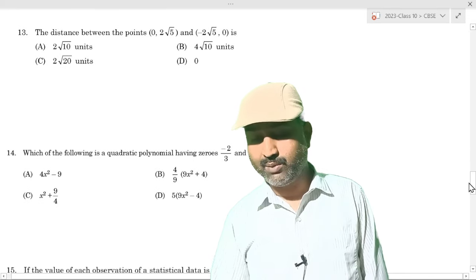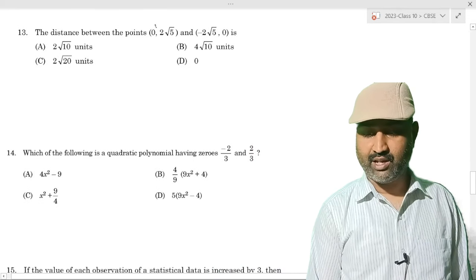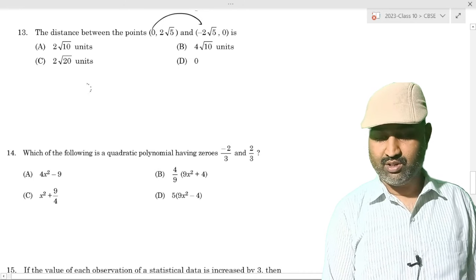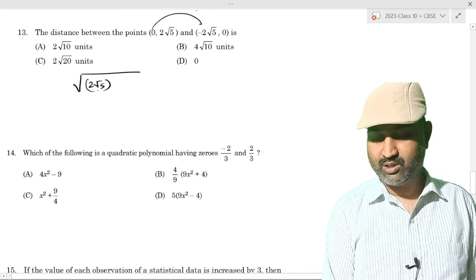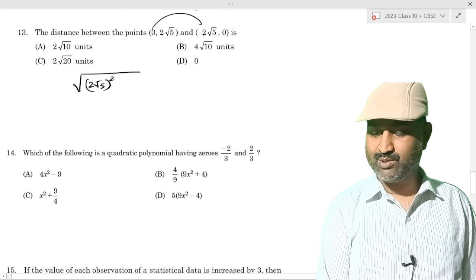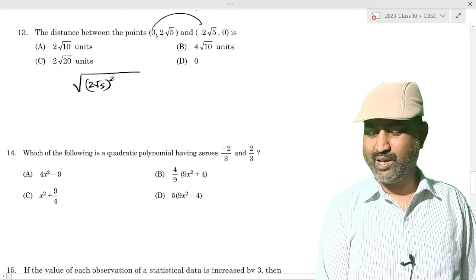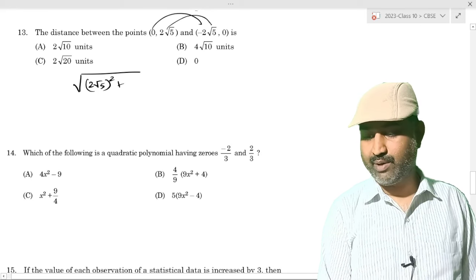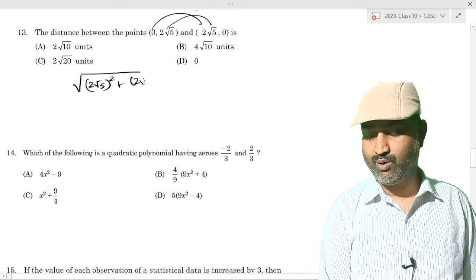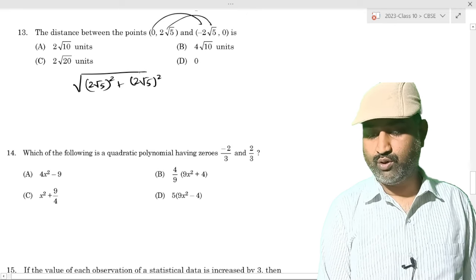The distance between the points. See here, it is 0 here. Therefore, I know root of 2 root 5 whole square. When I square, minus becomes 0. 2 root 5 minus 0 is 2 root 5 only. Plus 2 root 5 minus 0. Again 2 root 5 whole square, I know.